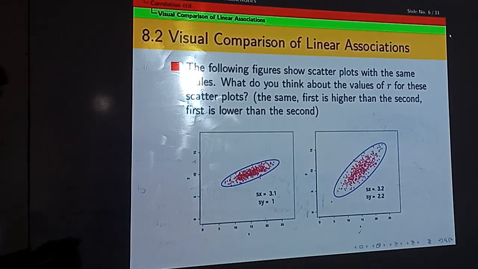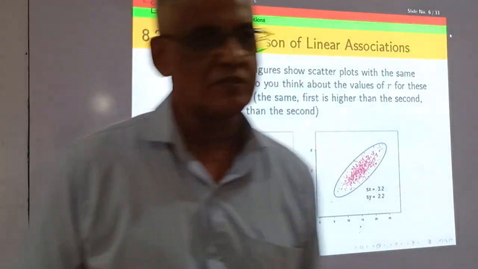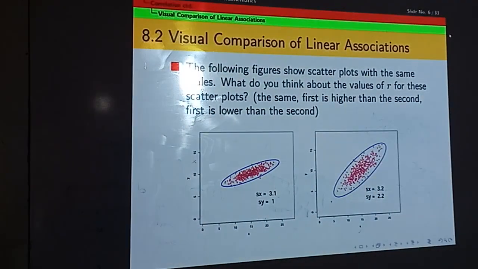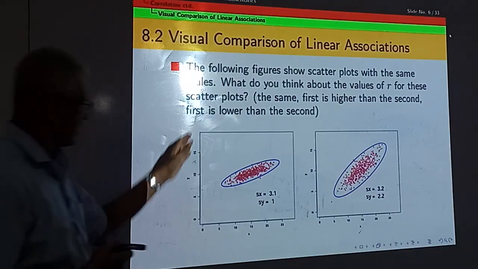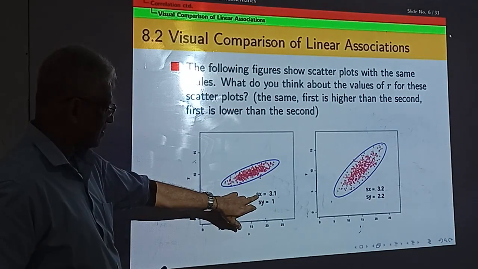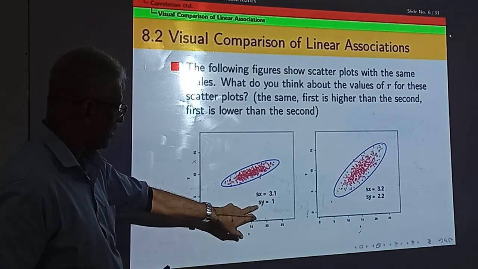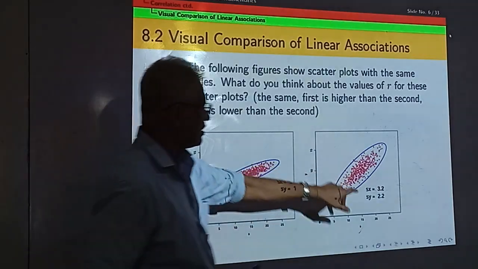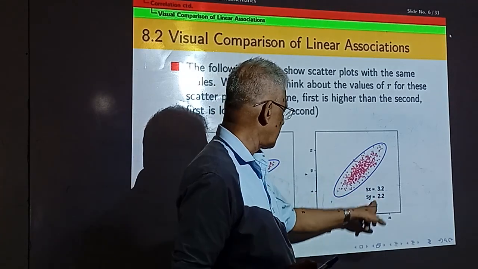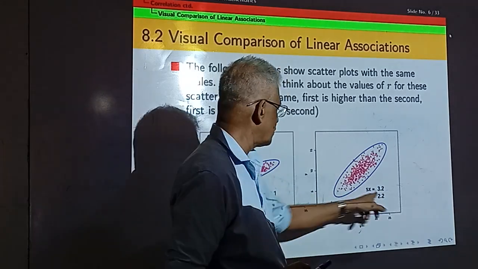But actually, the correlation coefficient is the same for these two. The reason is, even though we have the same scale, for this data Sx is 3 and Sy is 1. For this data, Sx is almost the same as this one, but Sy is different. This is twice of that.